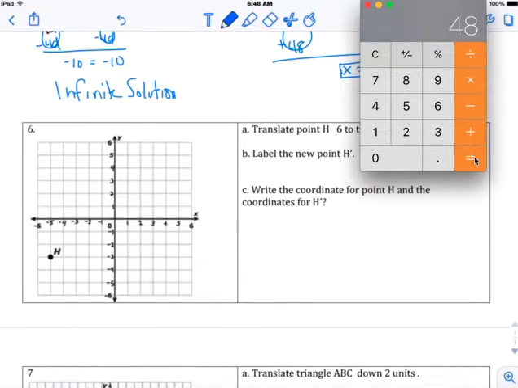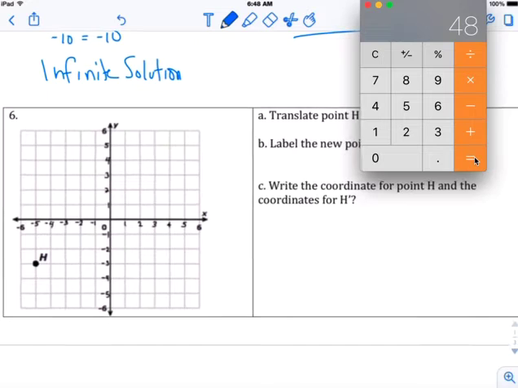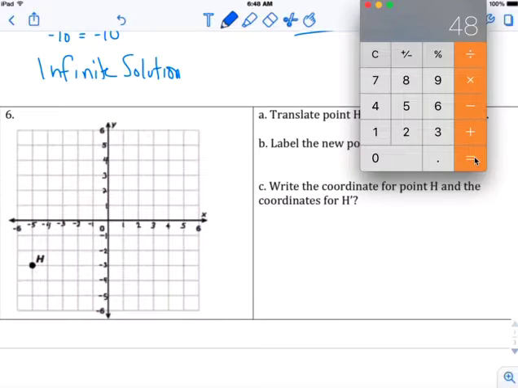Okay, most of you would know how to do this already. Translate point H 6 to the right and 5 up. 6 to the right, that's 5, that's 6, and 5 up, that's 3, 4, 5, right there. Label the new point H prime.